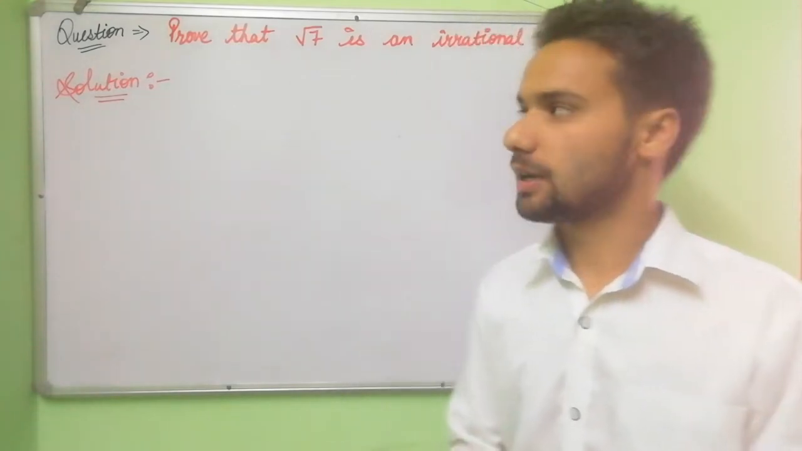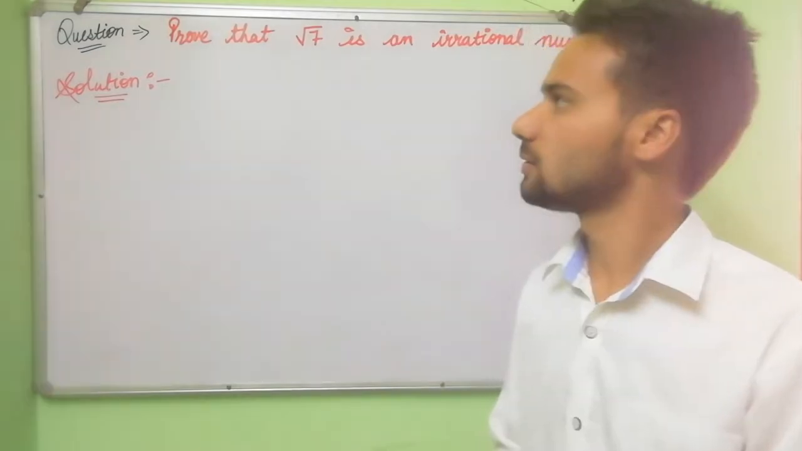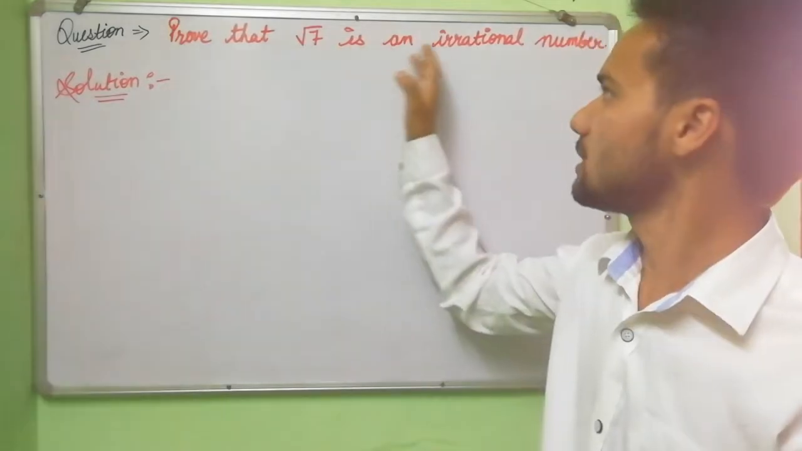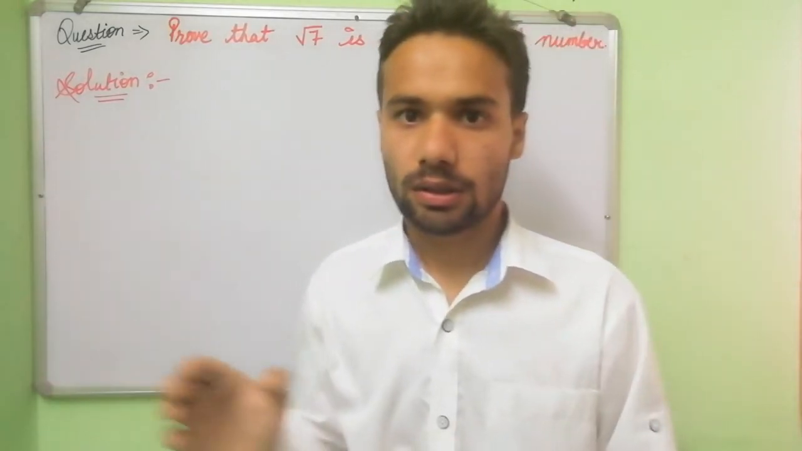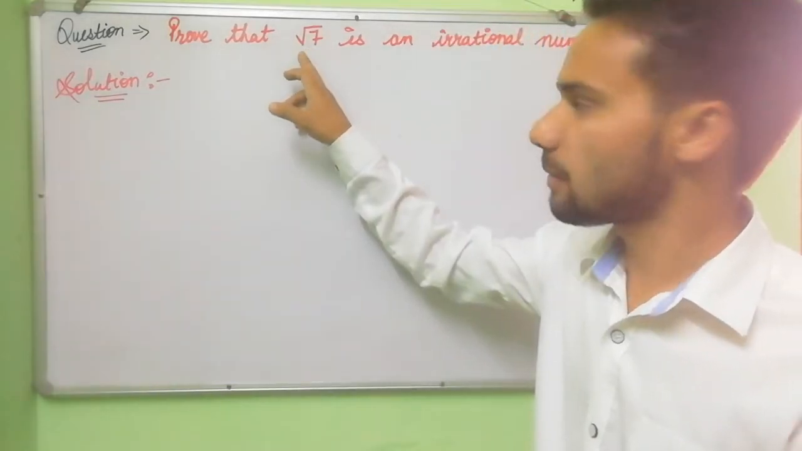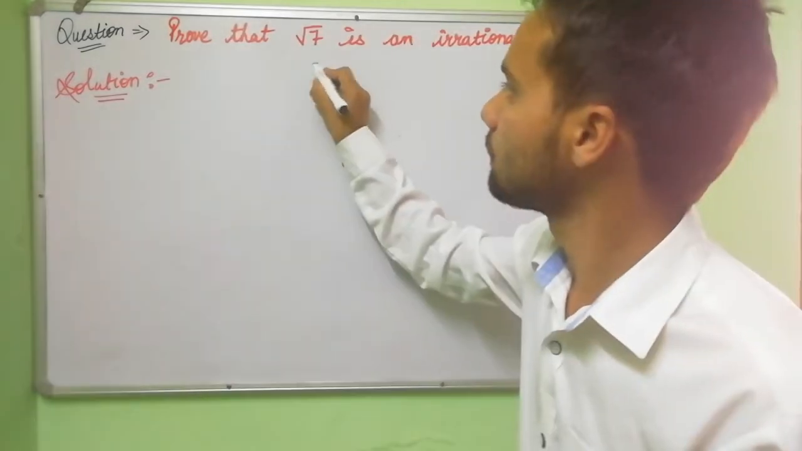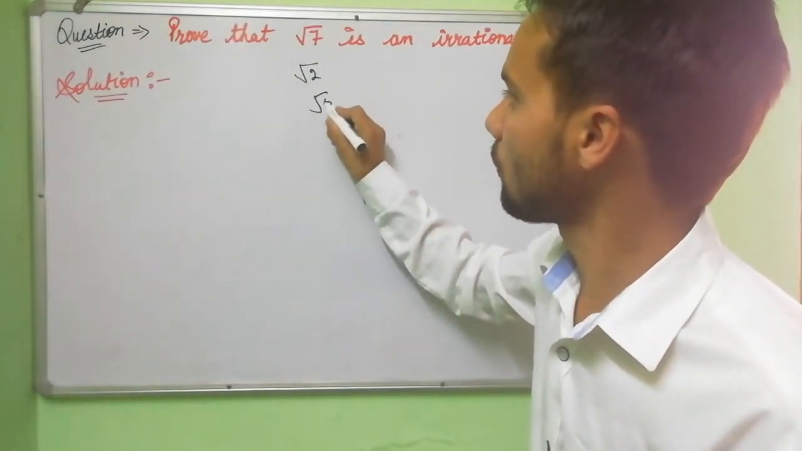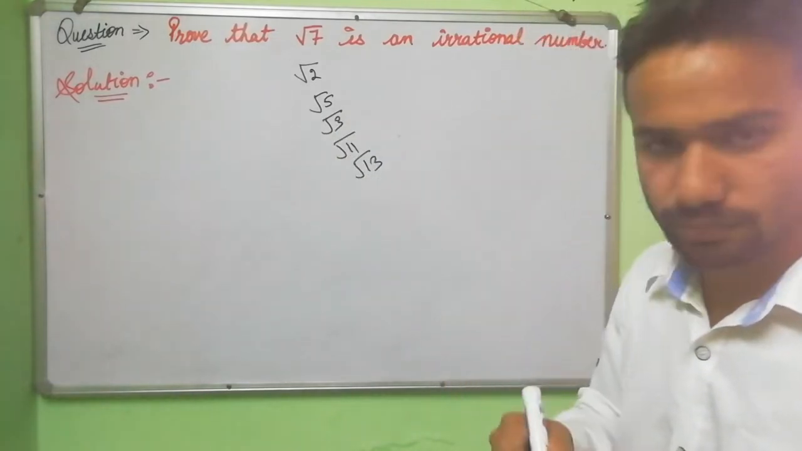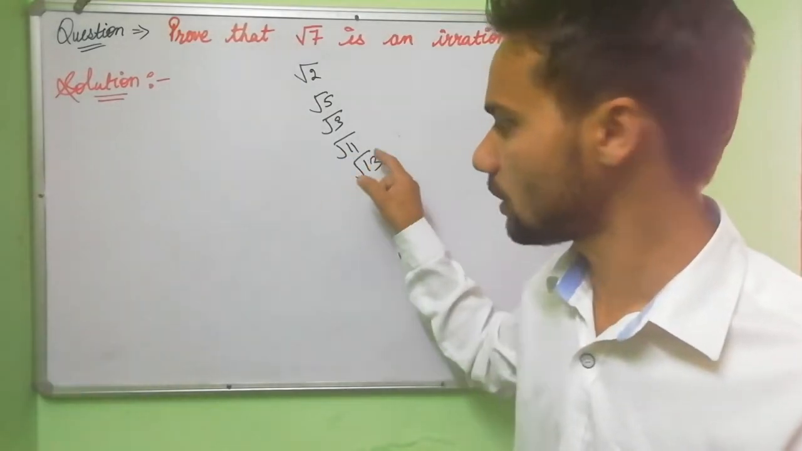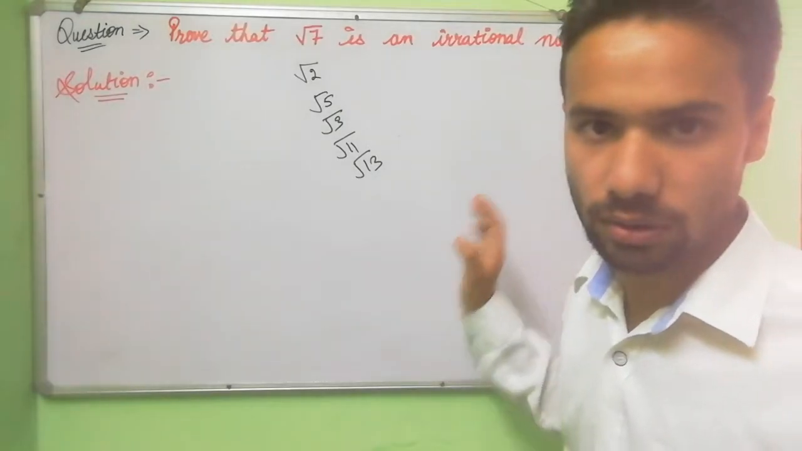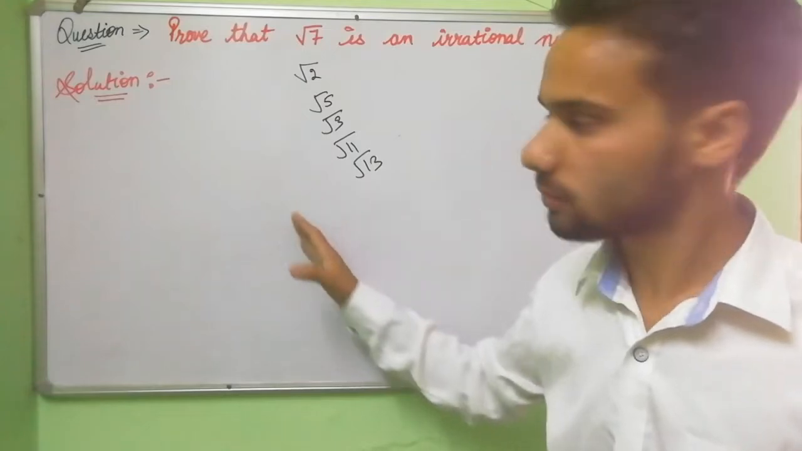Today I am going to explain a very important topic of class 10th, that is how to prove that the square root of any prime number is an irrational number. Here I will explain, if there is any prime number, maybe square root of 2, square root of 5, square root of 3, square root of 11, square root of 13, any prime number given in a square root form, then we can prove that number as an irrational number. So what is the procedure to solve such type of number?